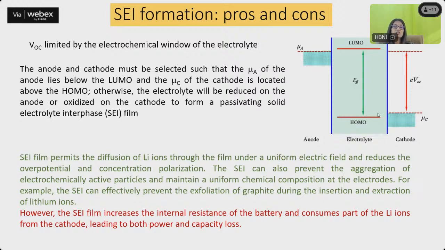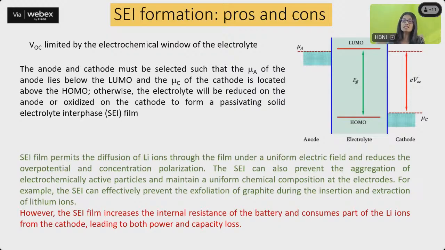Most of the electrolytes will decompose if the mu C value of the cathode is much lower than what you are seeing over here. So ultimately, anytime we are using this anode and cathode, a little amount of the electrolyte does degrade, and this leads to the formation of something known as a solid electrolyte interface film, or an SEI film.